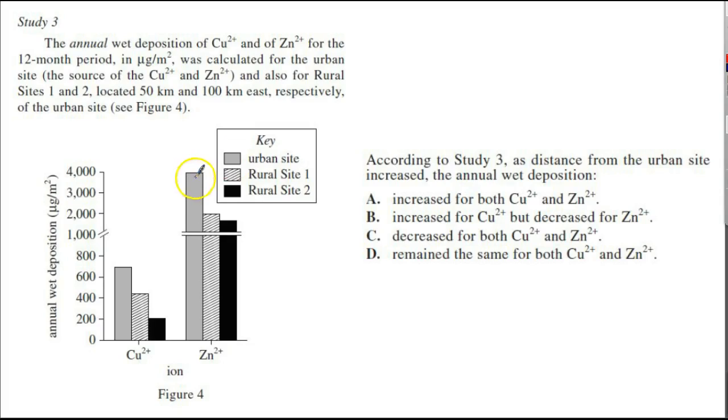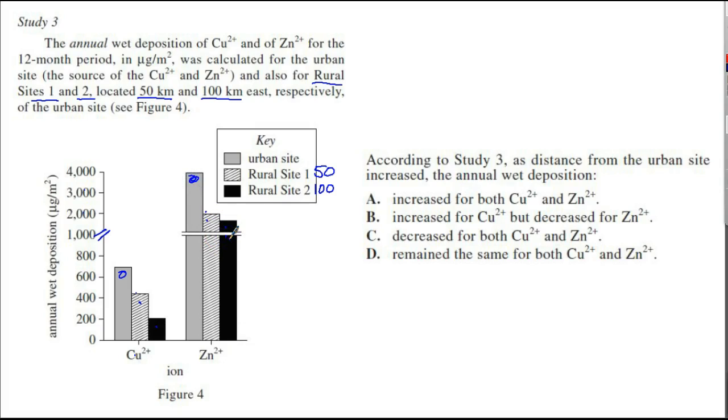And that's our gray sections here. And then it says also for rural sites 1 and 2, located 50 and 100 kilometers east. So this is 50 and this is 100 kilometers away. As you get further and further away, we're going down, so it's decreasing. And you'll notice there's a big break here between 800 and 1,000, and then up to 2,000 and 3,000 and 4,000. That's a really big difference here, a lot bigger than these differences down here. But what we're noticing is that copper decreases and so does the zinc.